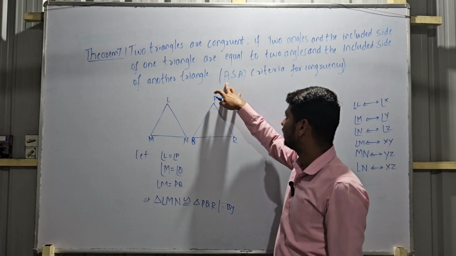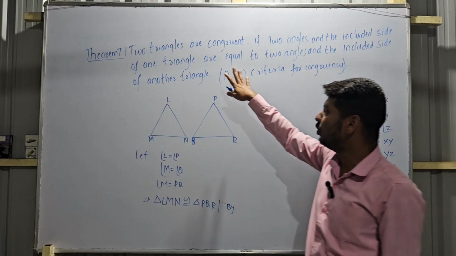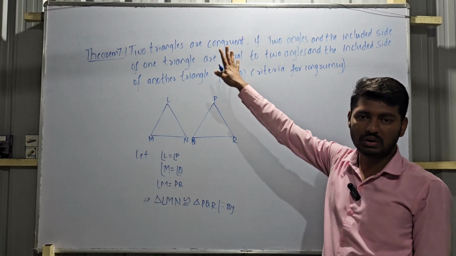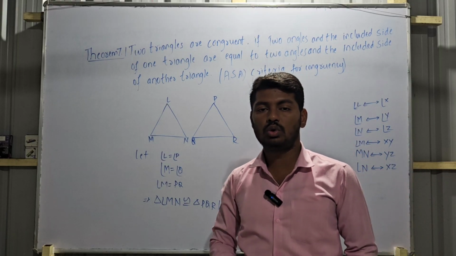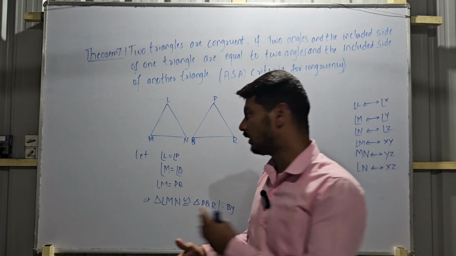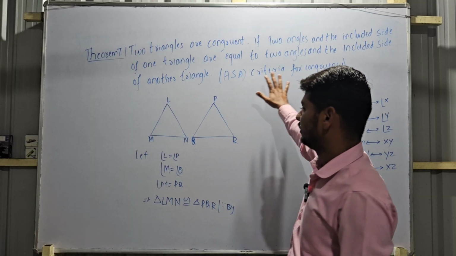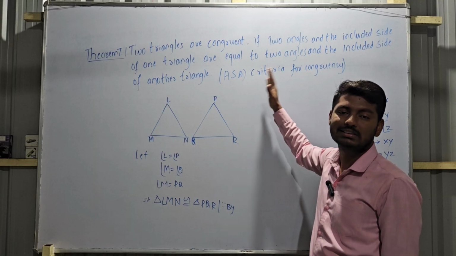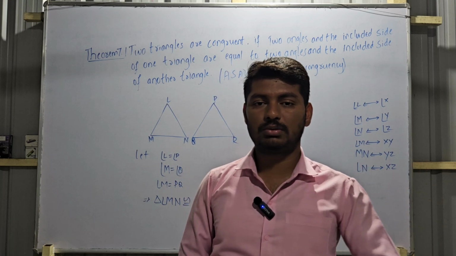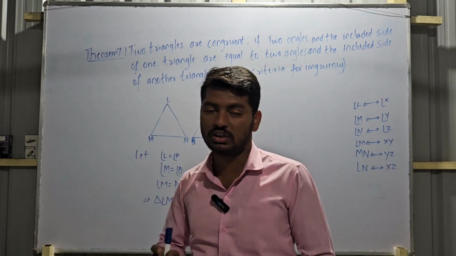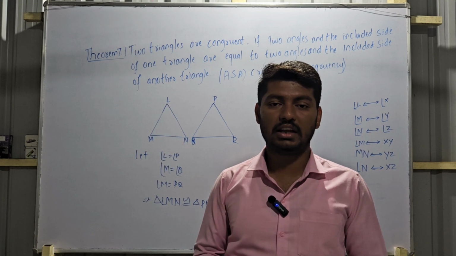Two angles and the included side of one triangle are equal to the two angles and the included side of the other triangle, then the two triangles are said to be congruent to each other. This is about theorem 7.1, the ASA criteria.